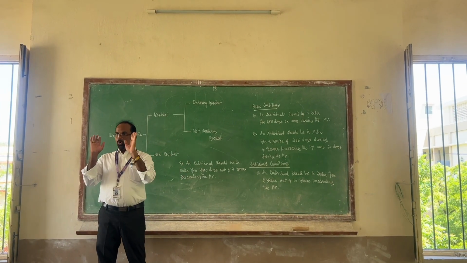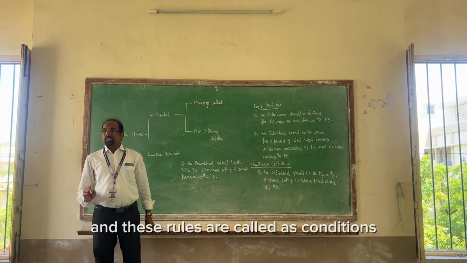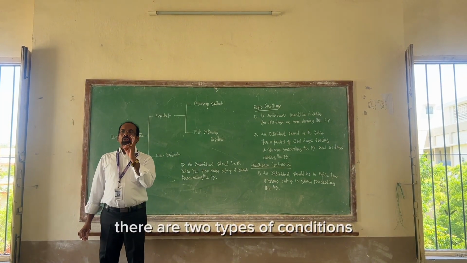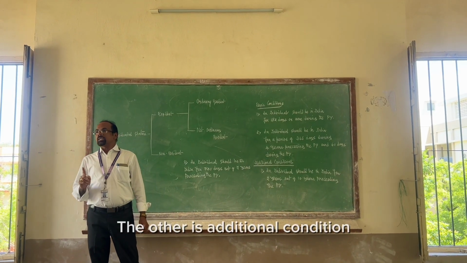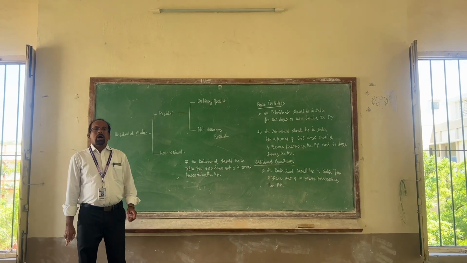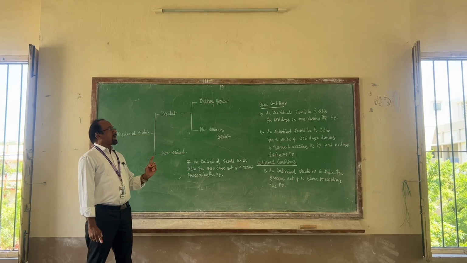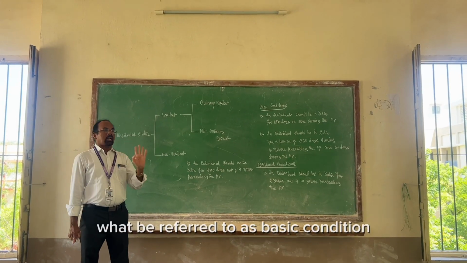To study these topics, residential status, resident, non-resident, and in resident we have ordinary and not ordinary resident. We have rules. And these rules are called as conditions. There are two types of conditions. One is basic condition, the other is additional condition. Now, we will go one by one. And first, we will understand what we refer to as basic condition.